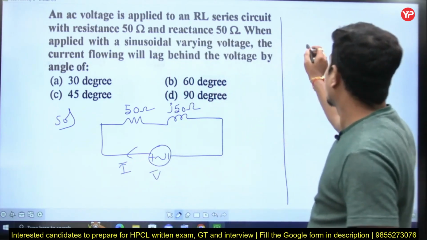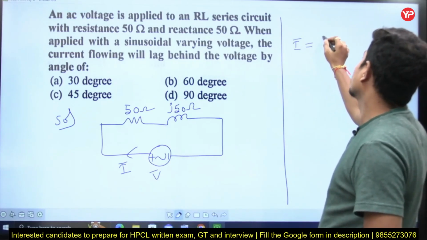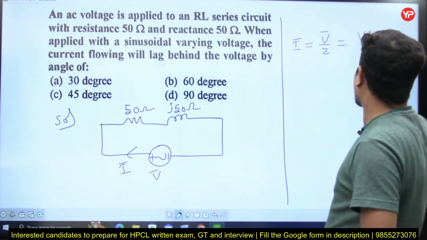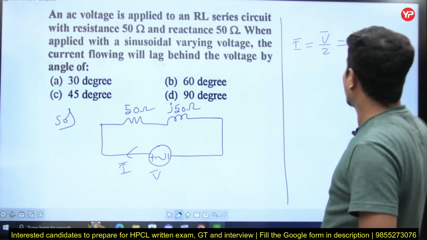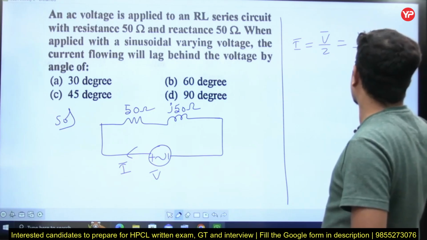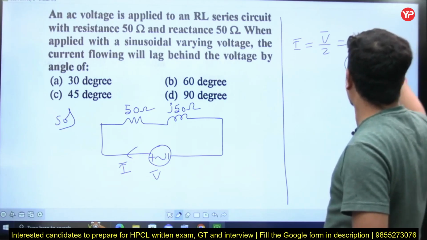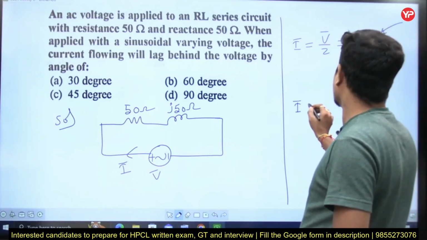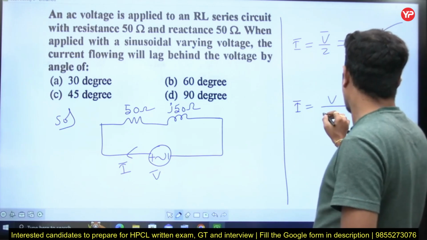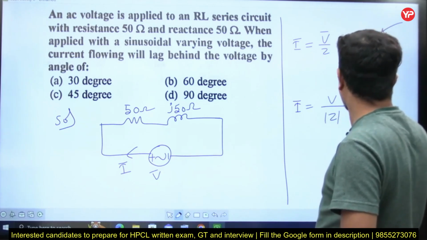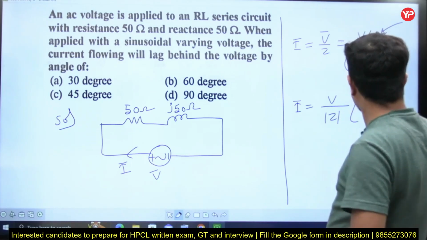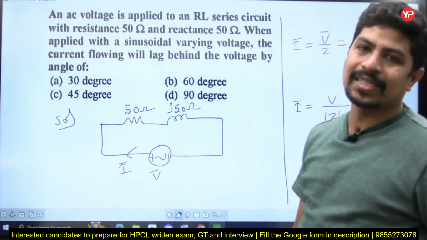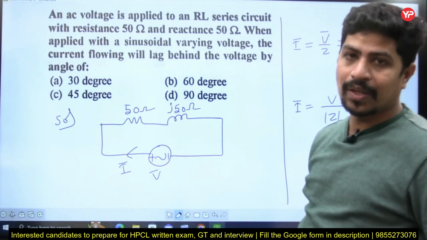So I is equal to simply V by Z. V is, let's take it as V at an angle theta, by Z. What is Z? 50 plus j50. The angle of V is theta. The angle of V is theta. Therefore, I is equal to V by mod Z at an angle of theta. This angle, see, denominator is 50 plus j50. Its angle is tan inverse of 50 by 50, that is tan inverse of 1, that is 45.